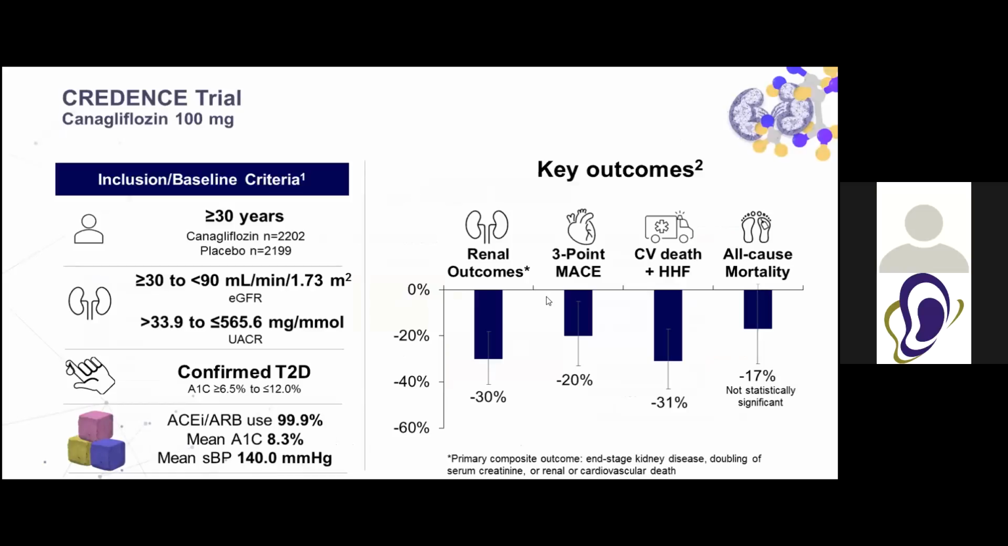On a base of that, the kidney outcomes were reduced by 30%, 3-point major adverse clinical events by 20%, cardiovascular death and hospitalized heart failure by 31%. All-cause mortality was not statistically significant, but reduced by 17%. And it's important that the kidney outcomes included all the different ways that you could get to kidney disease, including doubling of creatinine, dying of a kidney or renal death, and going on to dialysis or transplantation.